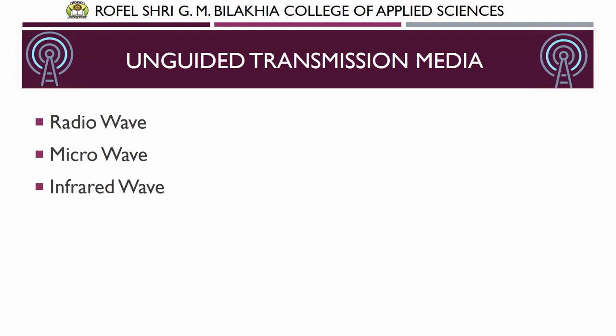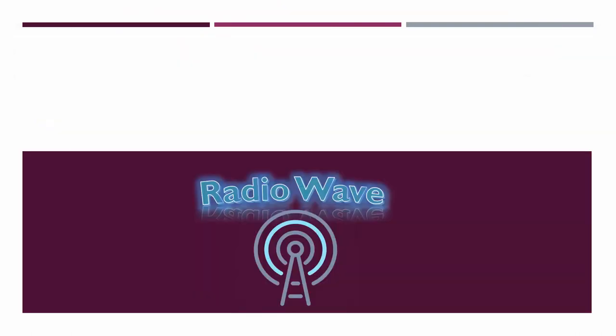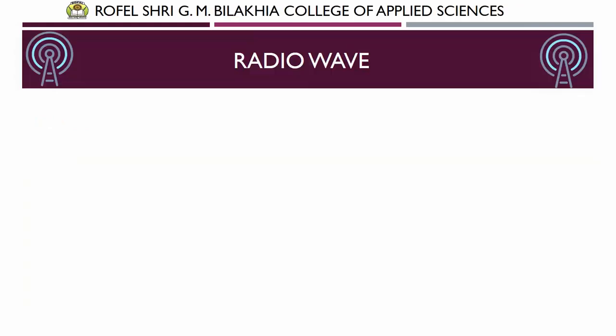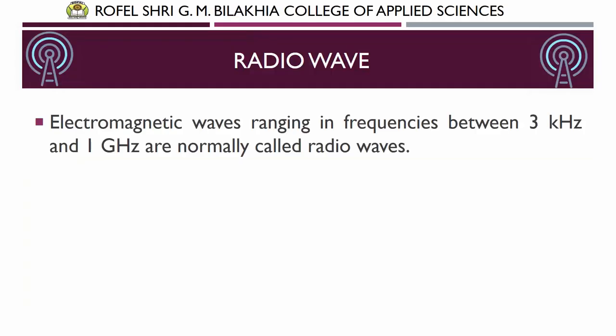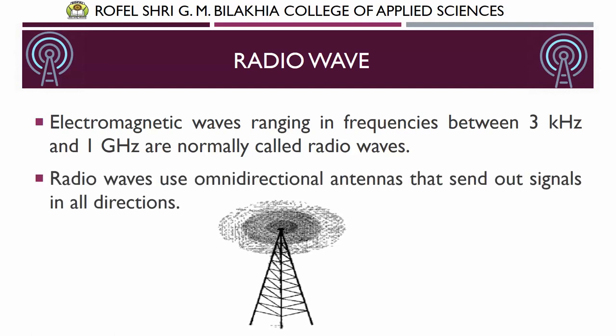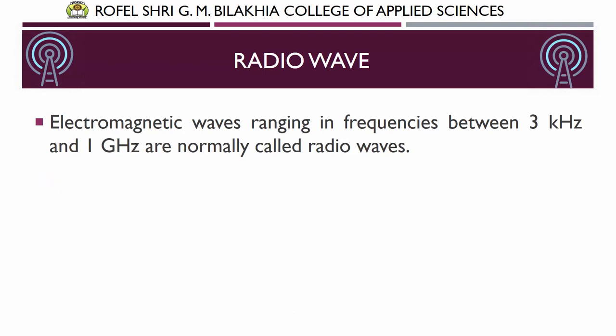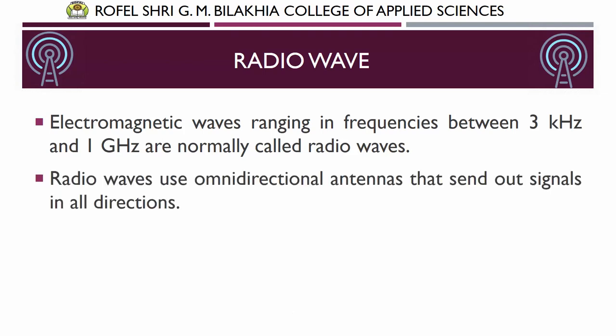Now let me explain first radio wave. In that, electromagnetic waves ranging in frequency between 3 kilohertz and 1 gigahertz are normally called radio waves, right? Frequencies between 3 kilohertz and 1 gigahertz are normally called radio waves. Now, radio waves use omnidirectional antennas that send out signals in all directions, like I explain in this diagram.